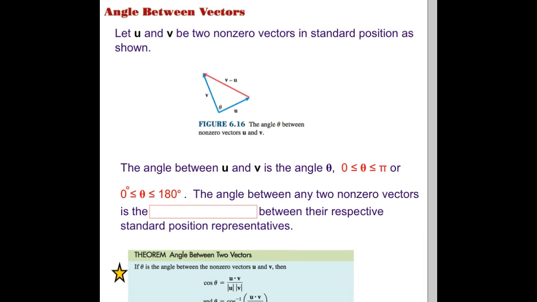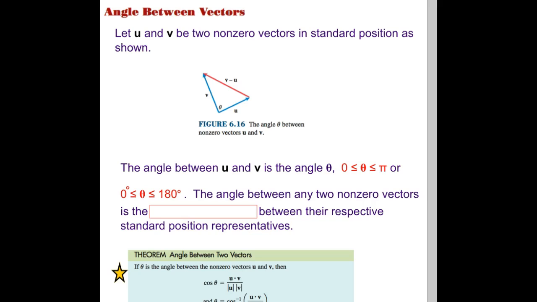All right, the second topic we were looking at is how do we find the angle between two vectors? It says let u and v be two non-zero vectors in standard position as shown. So the tails match up. We've got a vector u and a vector v. The angle between the two vectors is going to be something between 0 and 180, or 0 and pi.